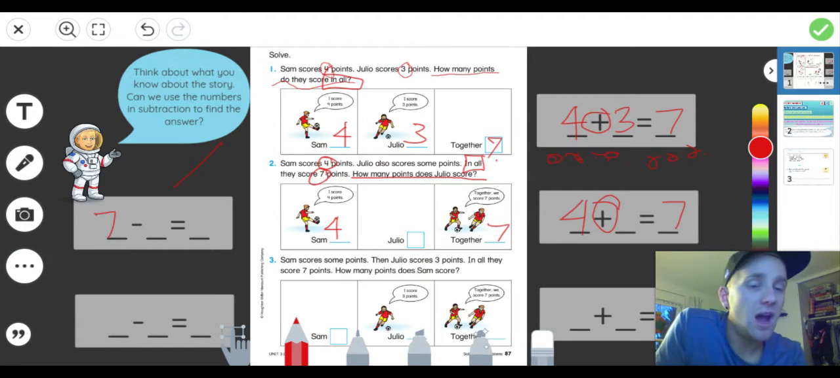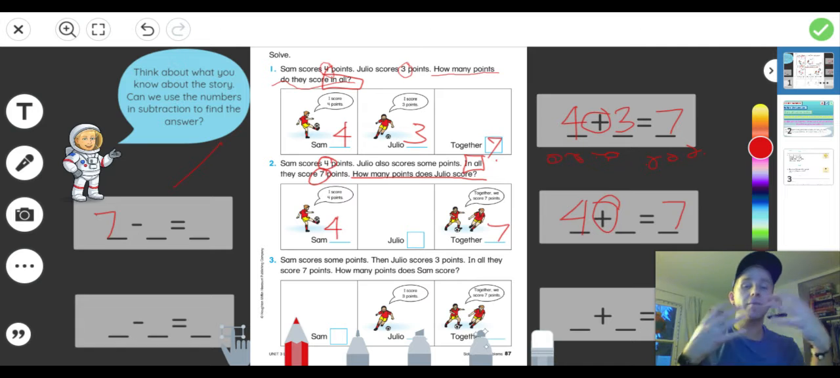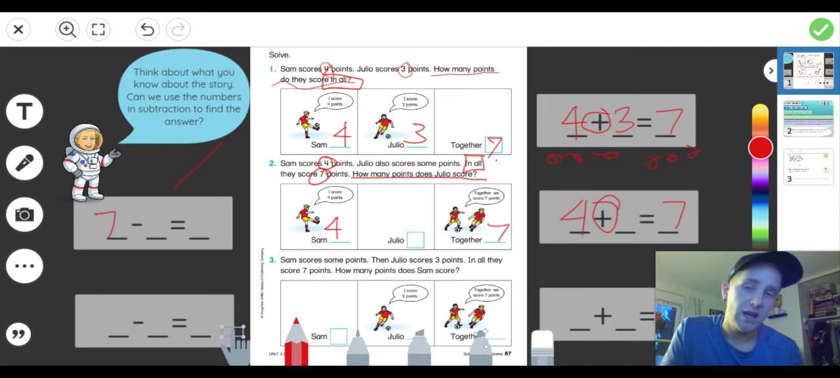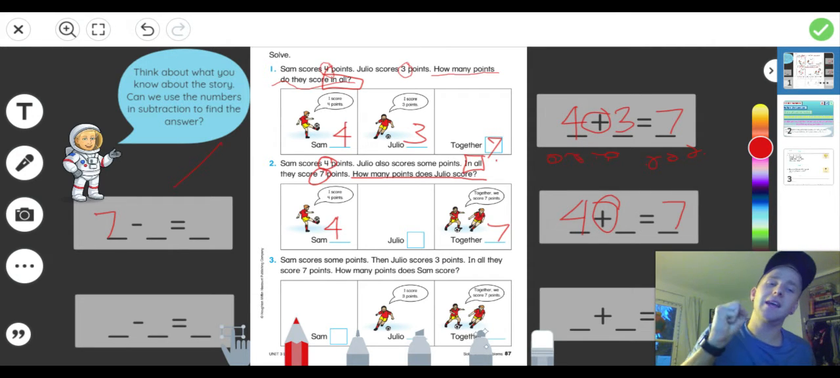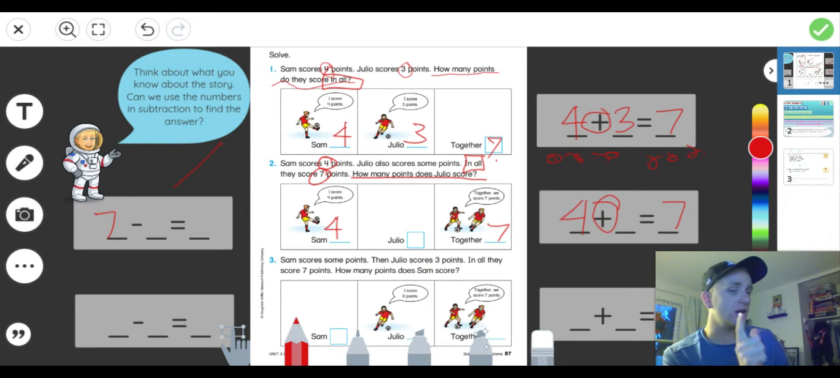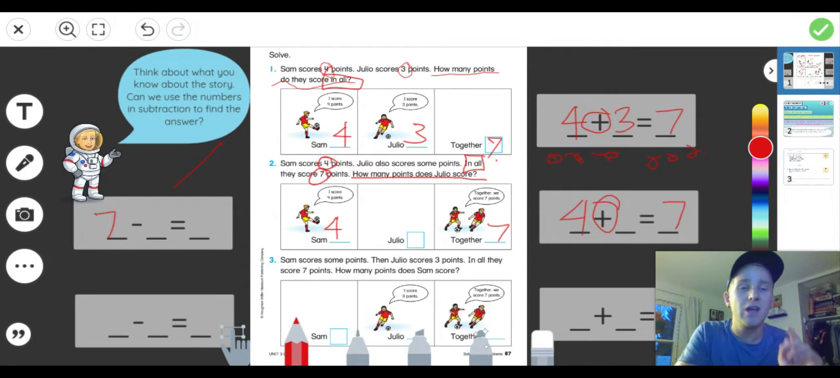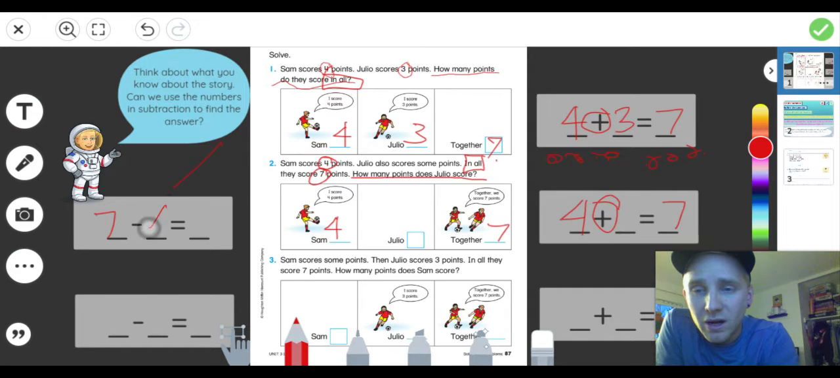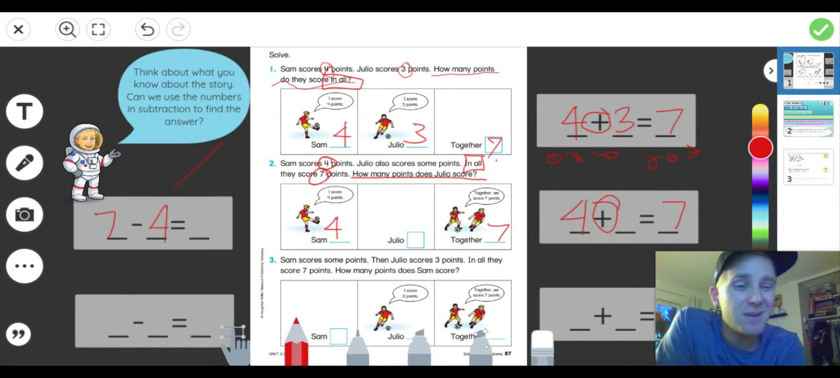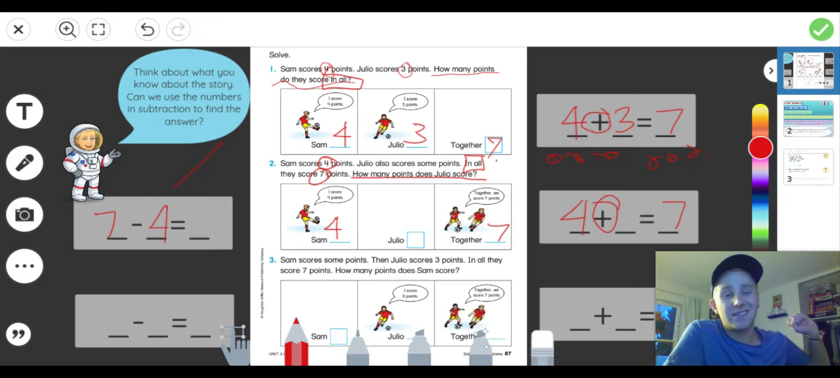Now, I need to figure out how many were scored by my other friend. Well, I know that there were 7 total, so that's my biggest number, and I know that Sam scored 4. So maybe if I take Sam's 4 goals out of those 7 goals, maybe, just maybe, it'll leave behind Julio's goals, and I can see how many he scored. They told me that Sam scored 4. I'm going to put that 4 there, and I'm going to take Sam's 4 goals out of the 7 goals they scored altogether.